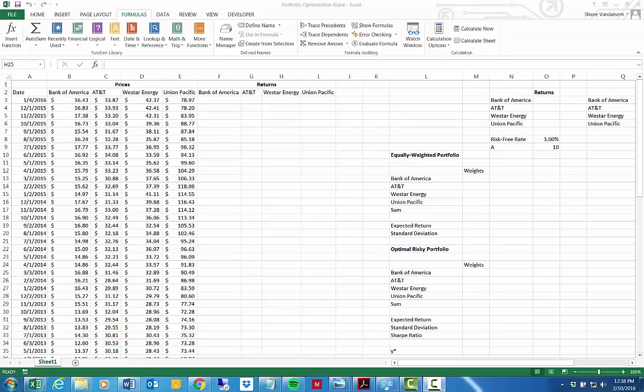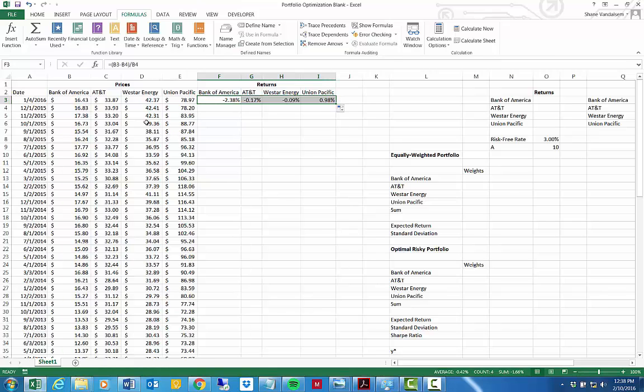portfolio. So on this page, I've given you the prices. These come from Yahoo Finance for 4 stocks: Bank of America, AT&T, Westar Energy, and Union Pacific. To calculate the returns, I'm just going to put in here equals and open parentheses the most recent stock price divided by the one before, minus the one before, divided by the previous month's stock price. And that gives me 2.38%.